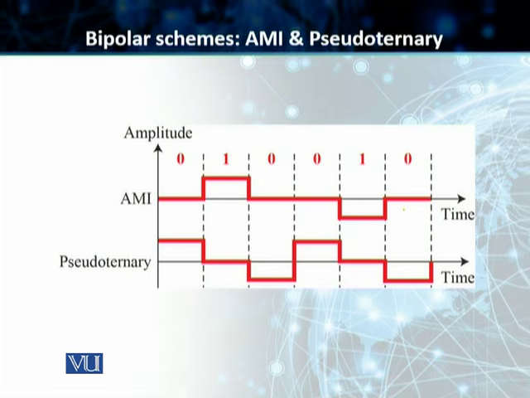Students, to get rid of the disadvantages that we discussed of the biphase techniques, Manchester and differential Manchester, we came up with these two bipolar schemes, which is AMI. AMI is nothing but alternate mark inversion, and the word mark, students, comes from telegraphy and it means one. Students, AMI therefore means alternate one inversion.